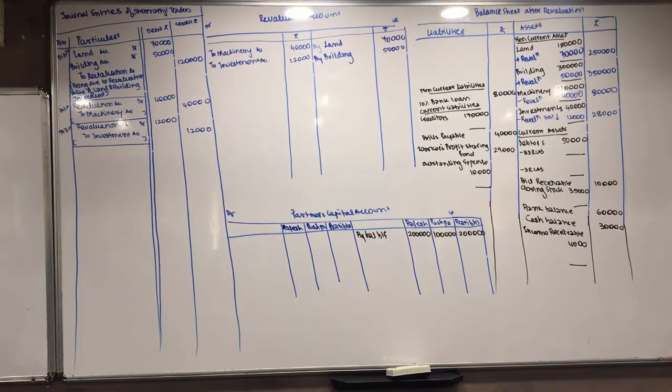Narration is important. You have to write narrations. If you will not write, your marks will go, because it is not written that you should not write narration. Okay, this is part of journal entries.